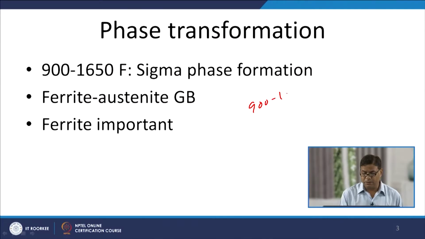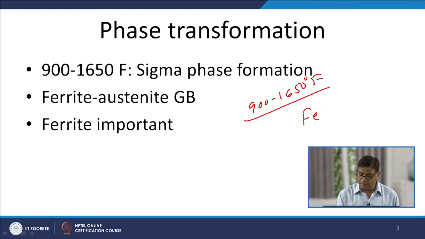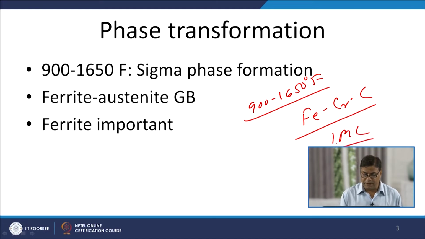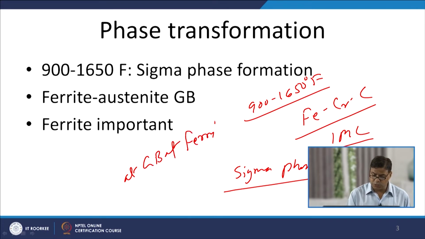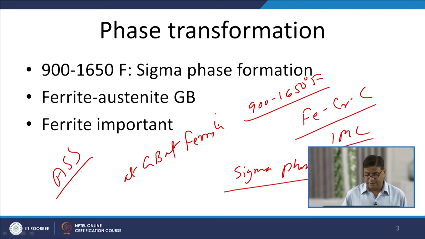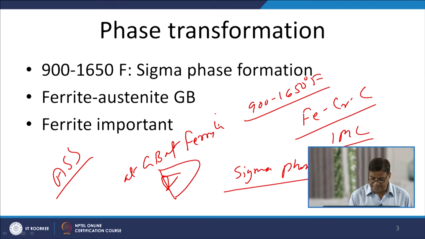As I have said, at higher temperature, say 900 to 1650 degrees Fahrenheit, in this temperature range iron, chromium, carbon intermetallic compounds (IMCs) are formed in the form of the sigma phase. This sigma phase is formed at the grain boundary of the ferrite phases which are present in the ASS, the heat affected zone, or in the weld metal, and it will be proceeding towards the center of the ferrite grain.